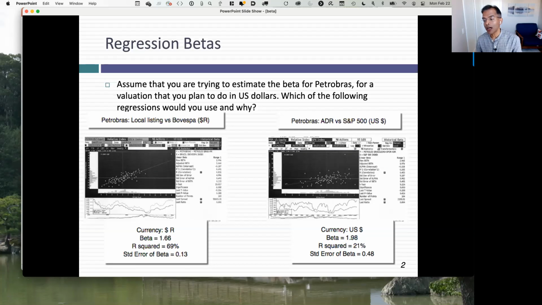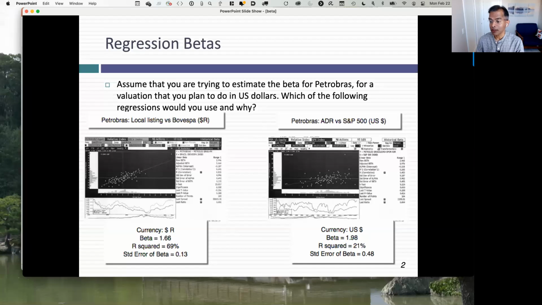Why is my R squared so much higher when I run Petrobras against the Bovespa than against the S&P 500? Is it because the regression is better? It's because Petrobras is a bigger part of the Bovespa. It's just a pure math issue, right? If I take Siemens and run it against the DAX, I'm always going to get a higher R squared than if I ran Siemens against a European index or a global index. R squareds are almost completely irrelevant in your choice. Don't go with the highest R squared because it's going to lead you to a local index where your company is a big part of the index.